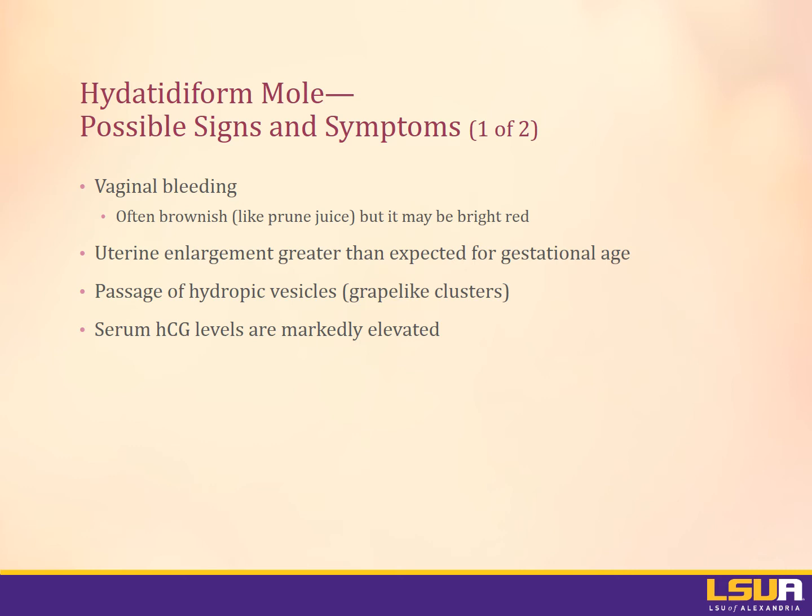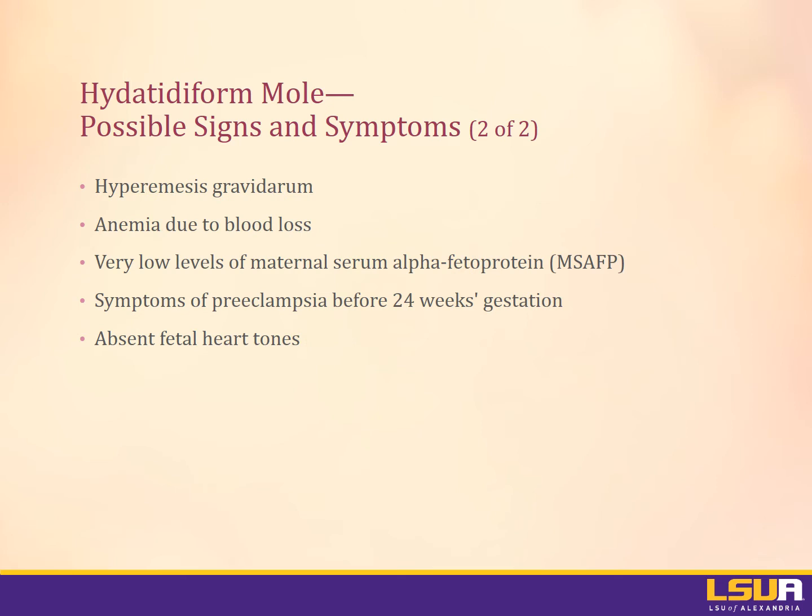So, like I said, prune juice-like brownish bleeding, and it might be bright red. The uterus will enlarge, but it's going to be greater than what the gestational age should be. And she's going to pass these grape-like clusters, and the HCG level is going to be very high. She may have hyperemesis gravidarum, anemia, low alpha-fetoprotein, and she'll start having preeclamptic signs and symptoms before she's 24 weeks gestation. There will be no fetal heart tones whenever she has this.